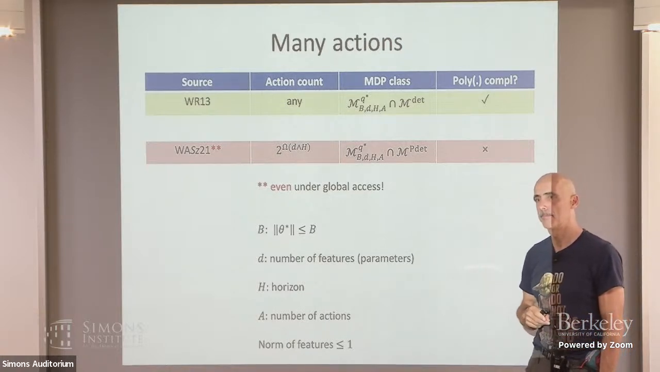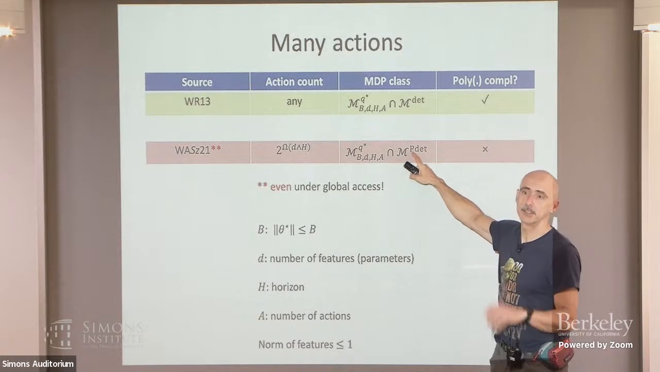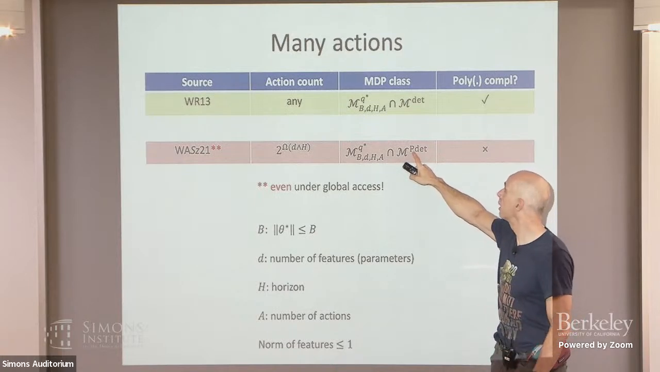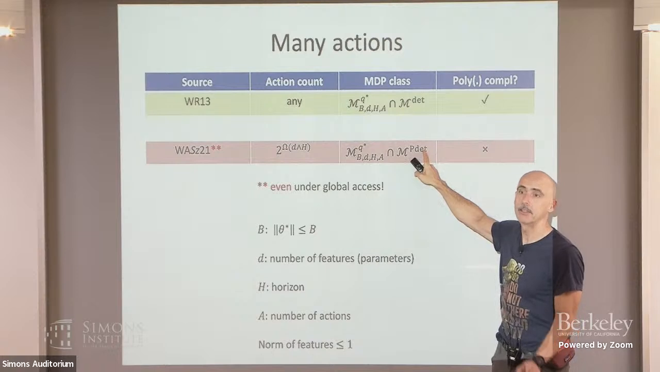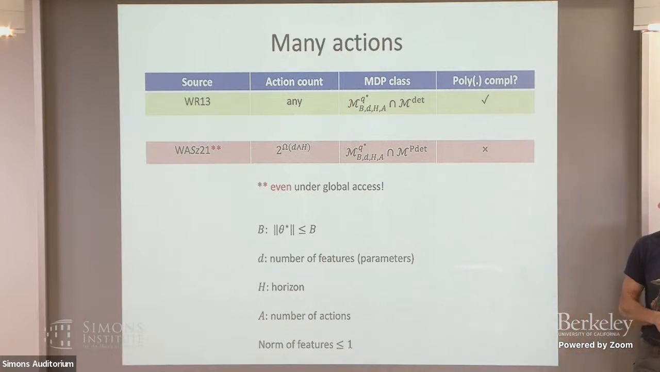What is P here? P is the transition. The transition kernel can be deterministic, but the rewards can be stochastic. So it's enough to make the rewards stochastic. Of course, you can push it the other way.